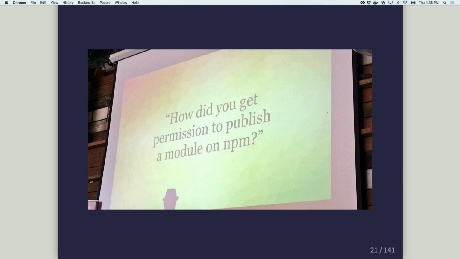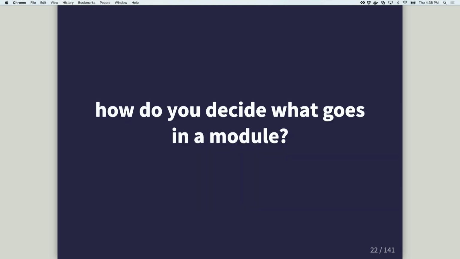But this isn't the one we'll talk about today. Today I want to talk about how do you decide what goes in a module. And so, as any good scientist would, I went to Twitter to get some data. I asked people, what is your primary motivation for writing/using modular code? And a lot of people responded. A lot of people had some serious opinions about this.